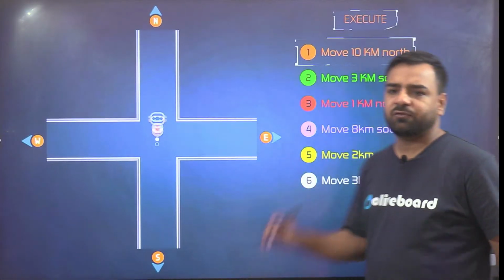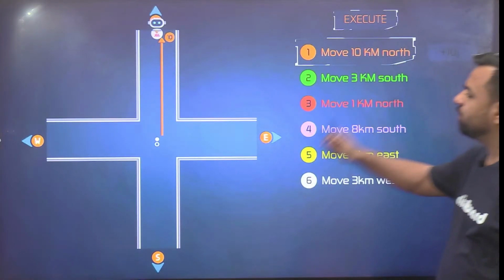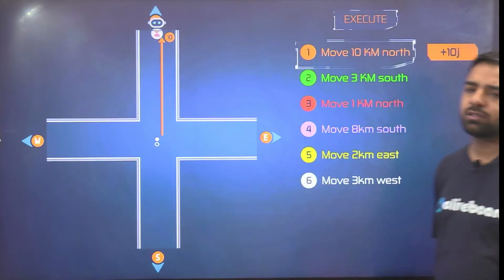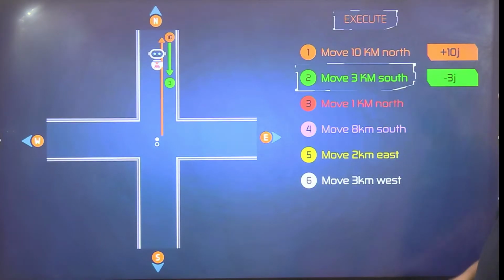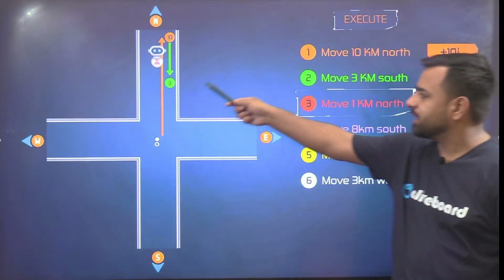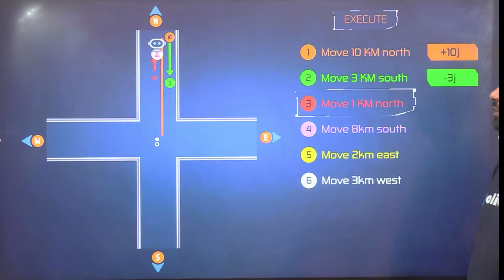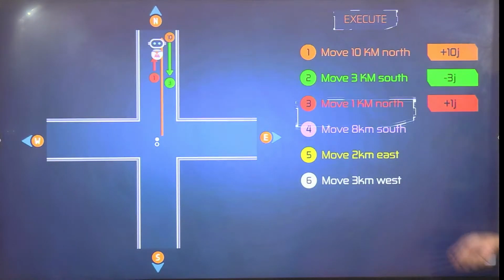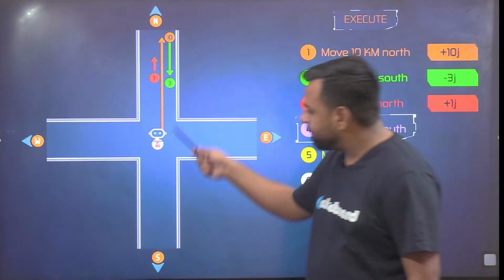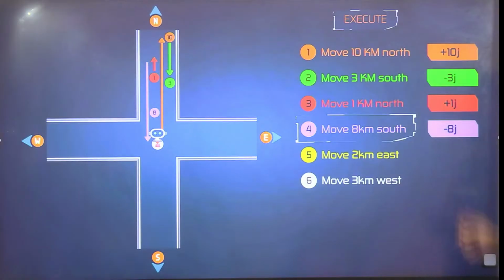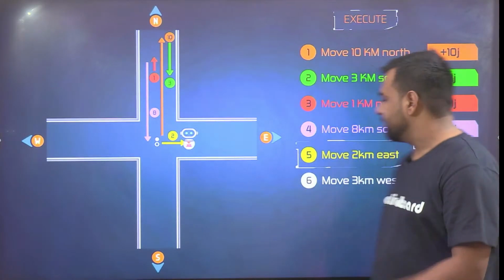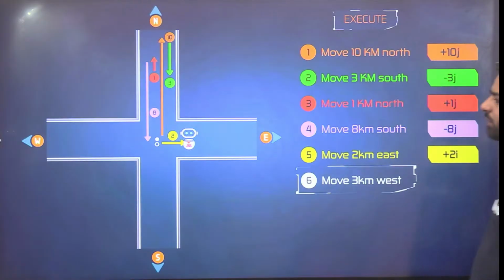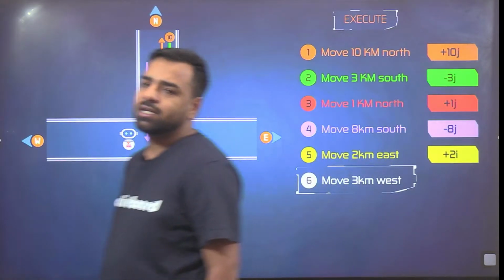So here, the first command is move 10 km to the north. 10 km north, there was the movement, that is 10j. Move 3 km to the south, that is minus 3j. Then move 1 km to the north, plus 1j. Move 8 km to the south, minus 8j. Okay, 2 km in the east, plus 2i. And the final command is 3 km to the west, minus 3i.